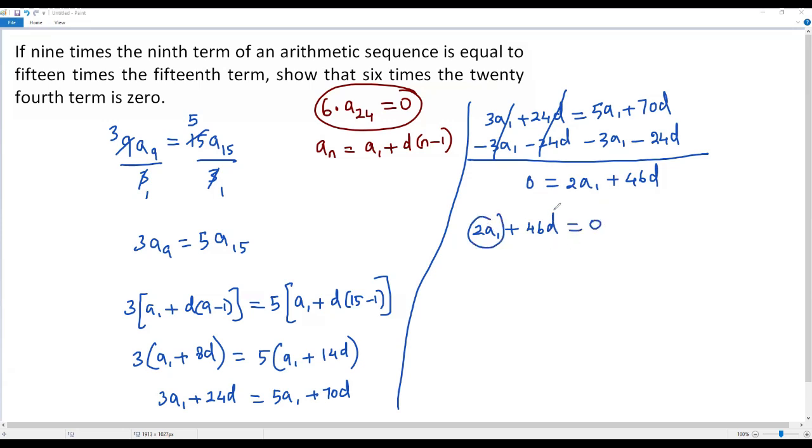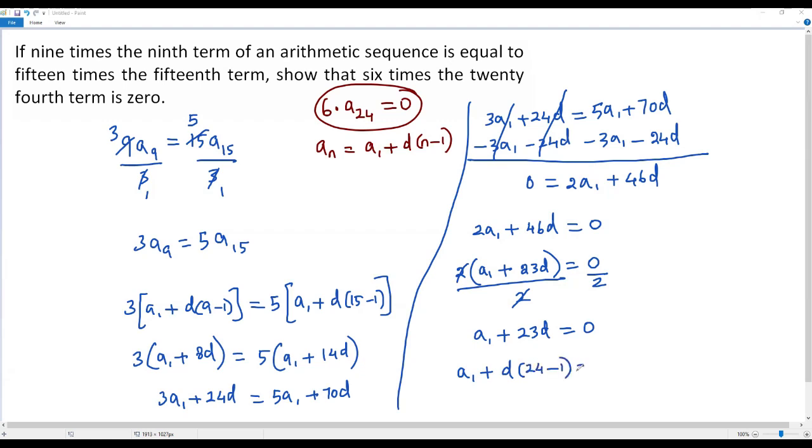Here both terms have the greatest common divisor 2, so we can factor 2 out. When I factor 2 out, I get a1 in the first term and 23d in the second term. To get the terms inside the parentheses, we divide both terms by the one we factored out: dividing 2a1 by 2 gives a1, and dividing 46d by 2 gives 23d. Now let me divide both sides by 2. The 2 cancels out, and I get a1 plus 23d equals 0 divided by 2, which is 0. We can write 23d as d times 24 minus 1, so a1 plus d times 24 minus 1 equals 0.